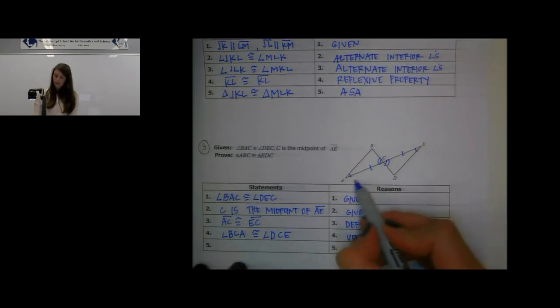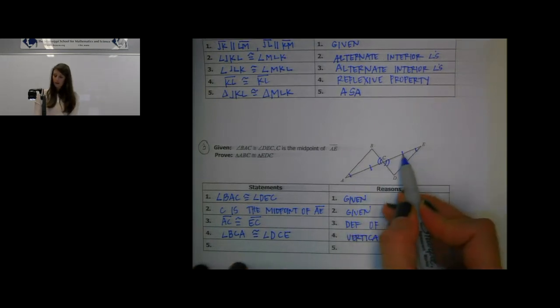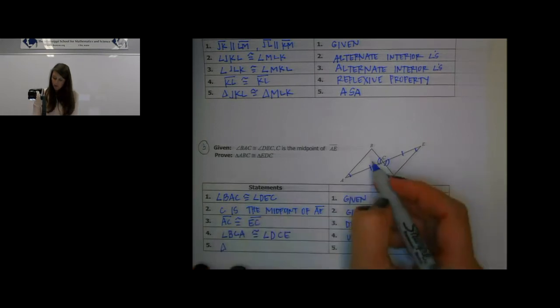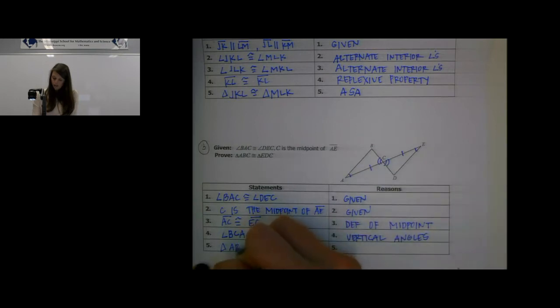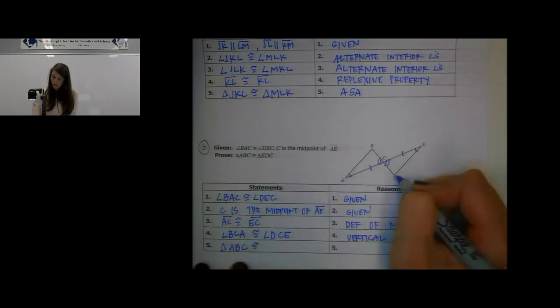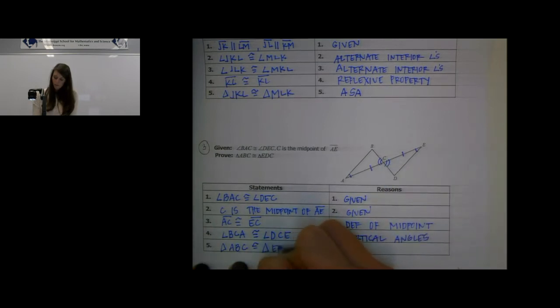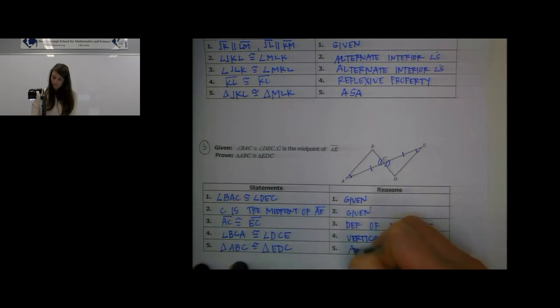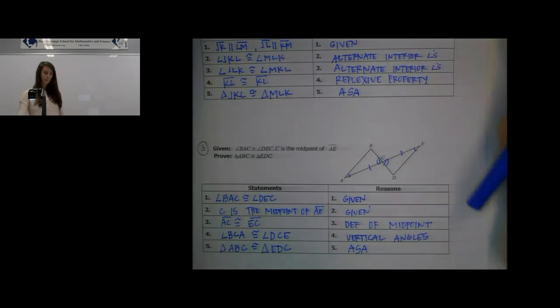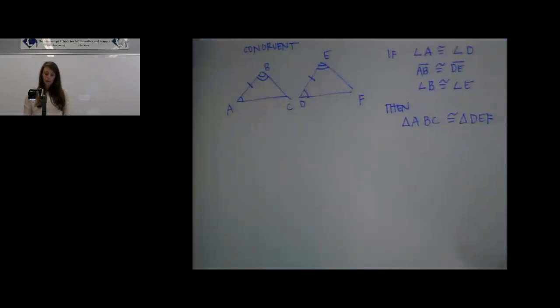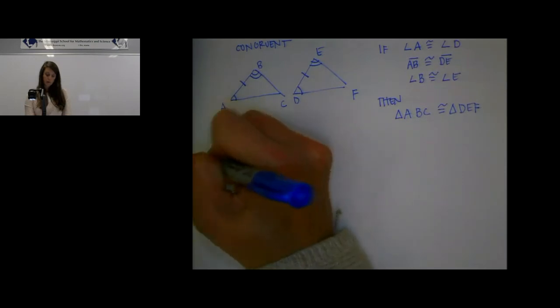Okay, so now that means I have an angle, side, angle, angle, side, angle. So that means that triangle ABC is going to be congruent to triangle EDC. Okay? All right, so we have another way to prove, so this is our second one for today.